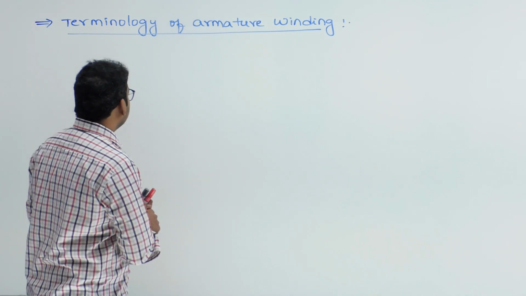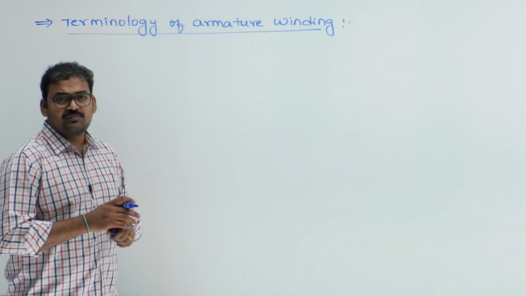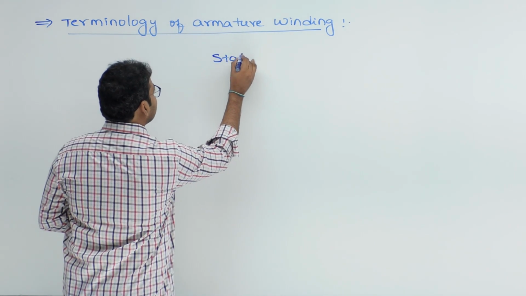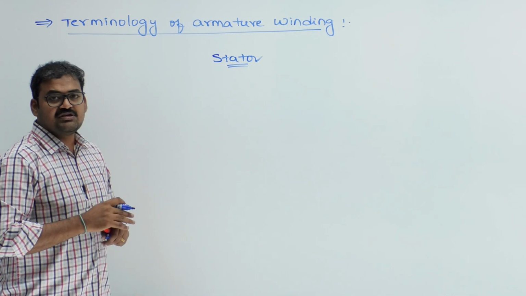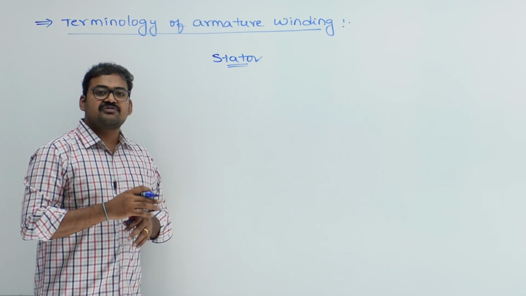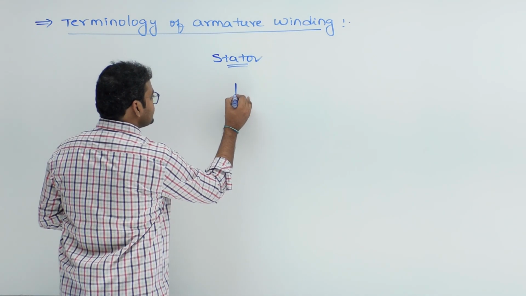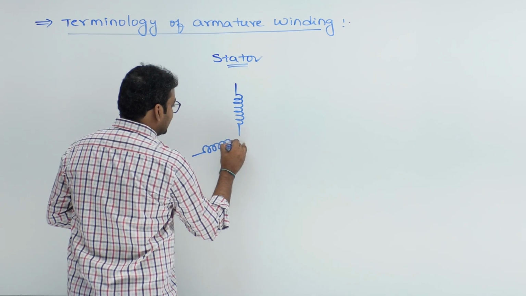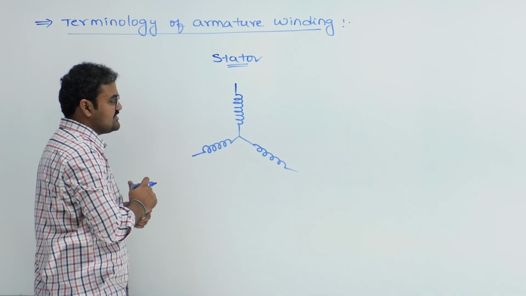See here. As I told you, in synchronous machine, armature winding will be available on stator part of the machine, and in most of the synchronous machines, armature winding will always be three-phase star connected winding. So on the stator part we have a three-phase star connected armature winding. This is how A phase, B phase and C phase.